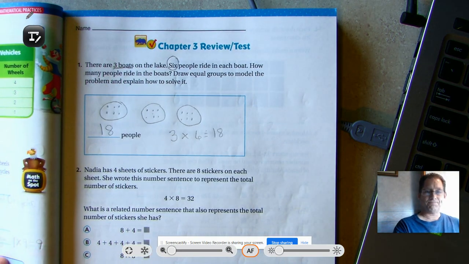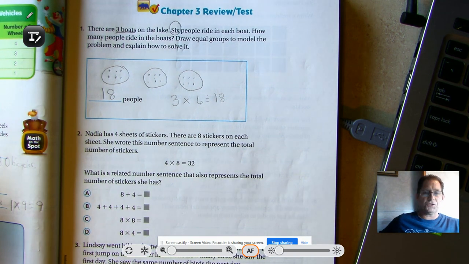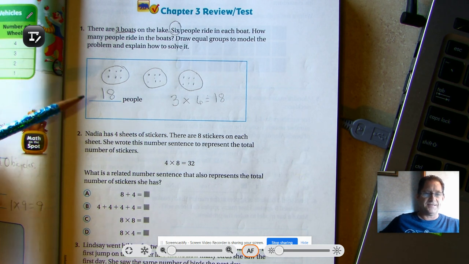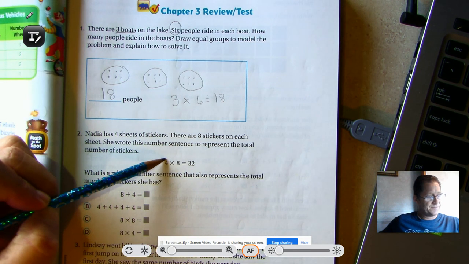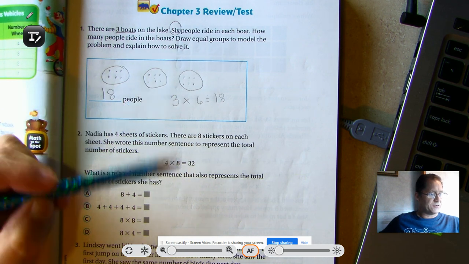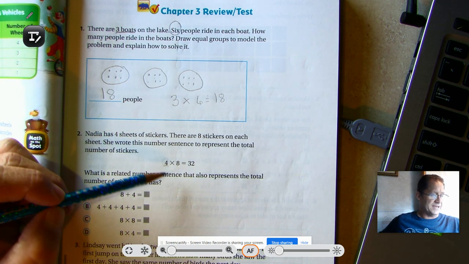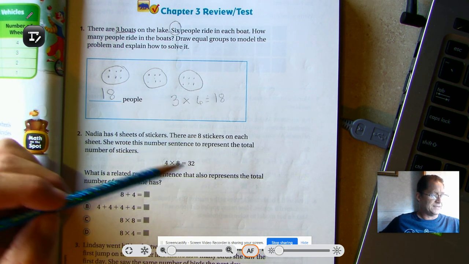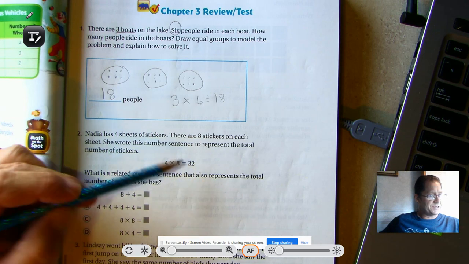All right. Number 2. Nadia has 4 sheets of stickers. There are 8 stickers on each sheet. She wrote this number sentence to represent the total number of stickers. So 4 sheets of stickers. There are 8 stickers on each sheet. What is a related number sentence that also represents the total number of stickers? Okay, so 4 times 8 is 32.